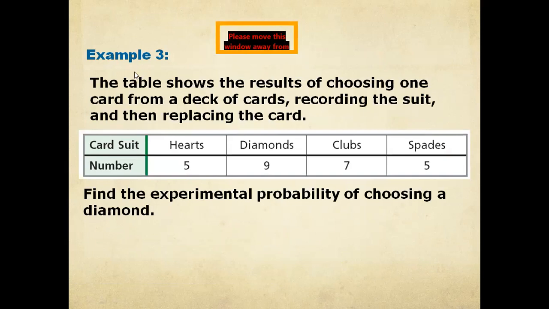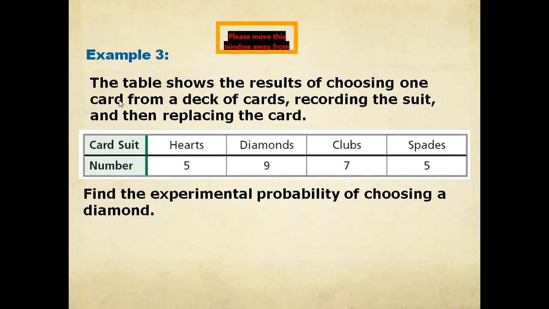Here, we have another example. This table shows the results of choosing one card from a deck of cards, recording the suits, and then replacing the card. So see, he's choosing the card and then he replaces it back. He got the hearts 5 times, diamonds 9 times, clubs 7 times, and spades 5 times. Find the experimental probability of choosing a diamond.